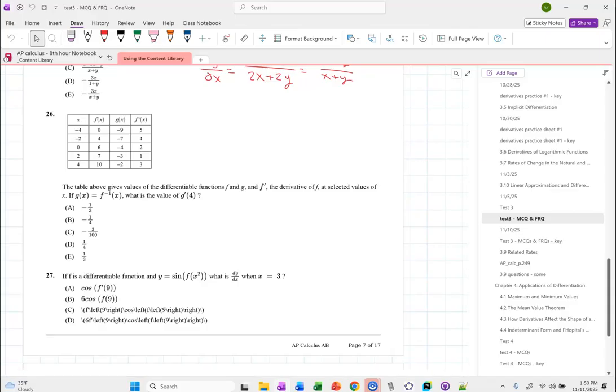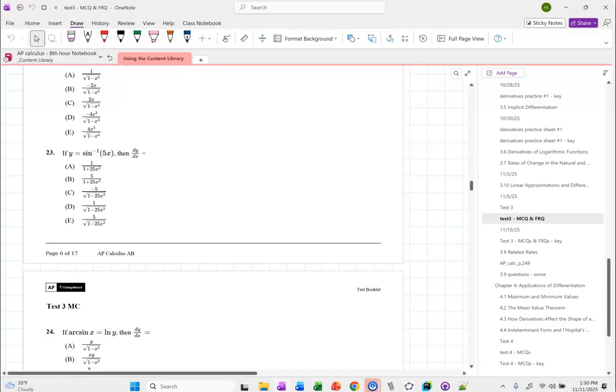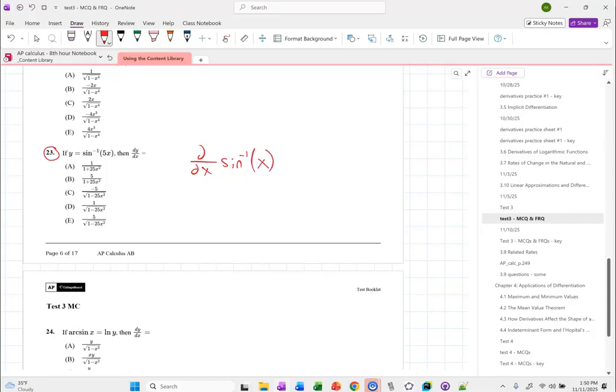We do an example for 10, like this guy right here. Sine inverse. 23. That's 23. Okay. So first thing you'd have to remember is the derivative of sine inverse: 1 over the square root of 1 minus x squared. I believe that's right. Yes, that should be right.